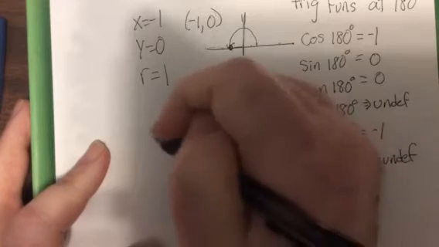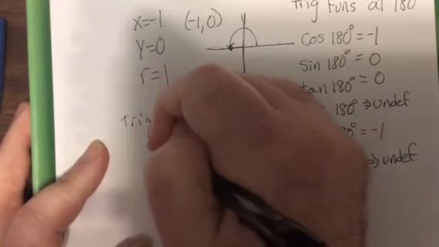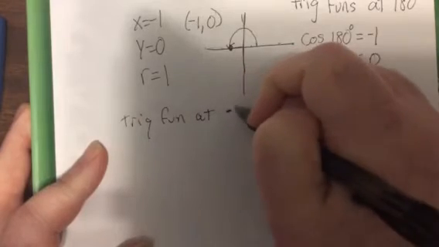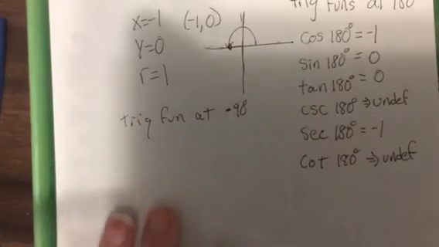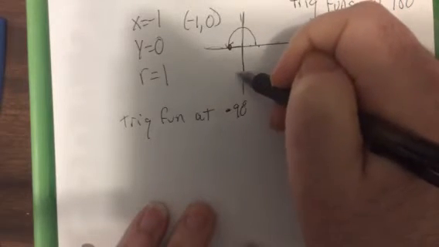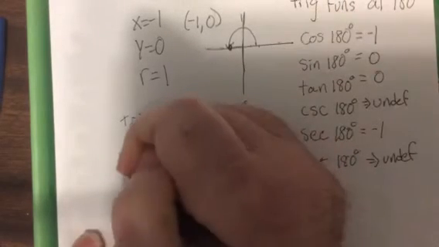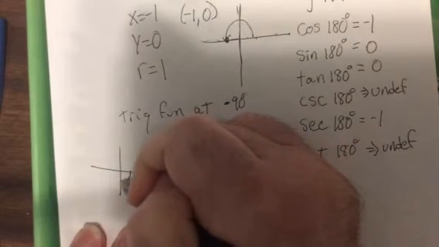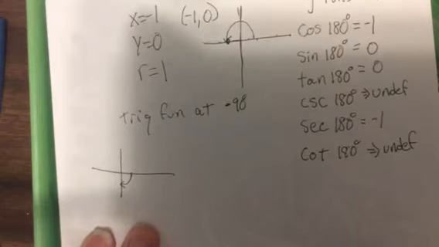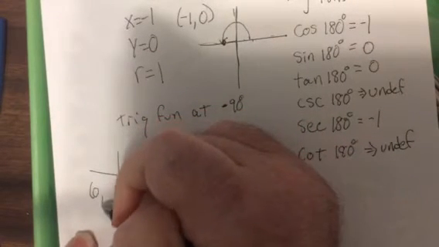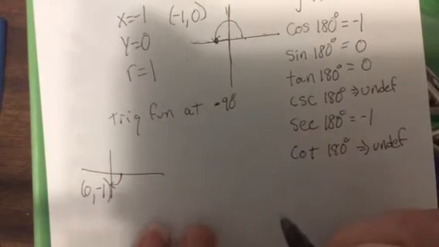So, what are the trig functions at -90? Now remember, negative, you start at the initial side and go the other way. So I start here. So get a point 1 unit from the origin. We're going straight down, so that would be 0, -1.